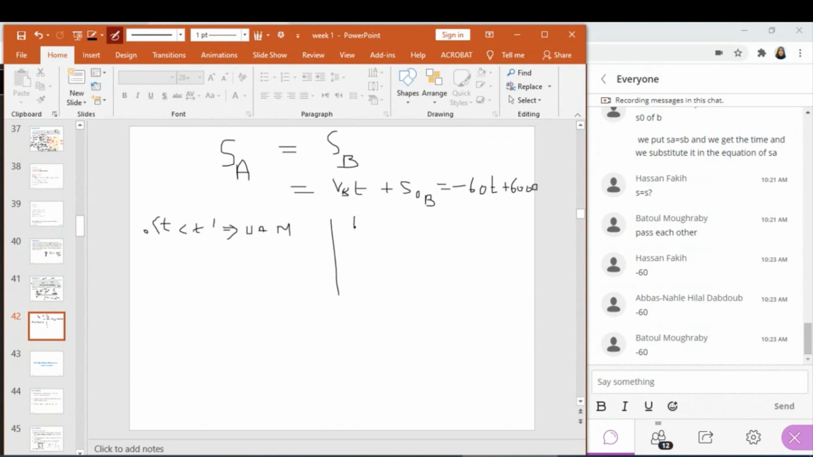And when t is greater than t prime, until they pass each other, this is a uniform motion. So how can I find SA? For the first part, I can find directly S prime A. How to find S prime A?